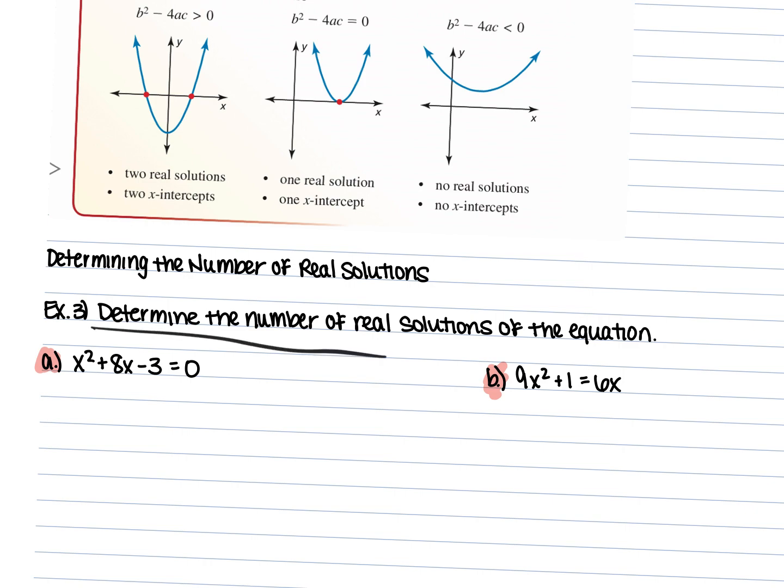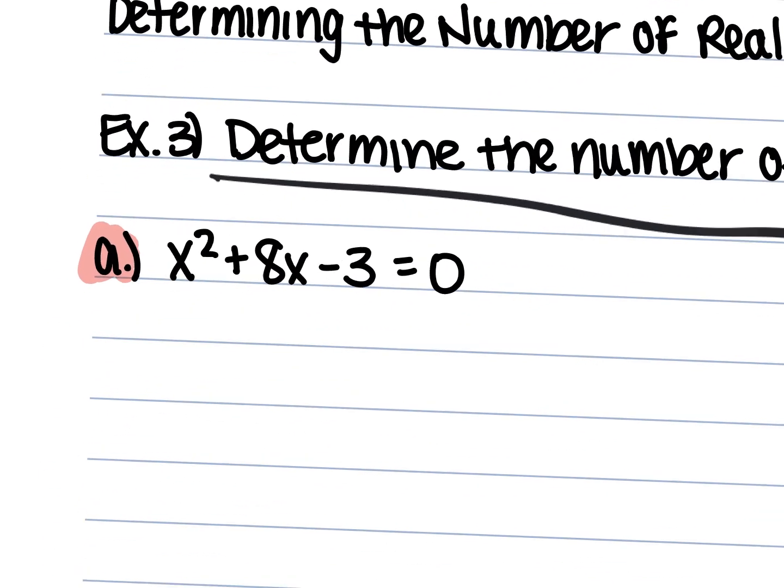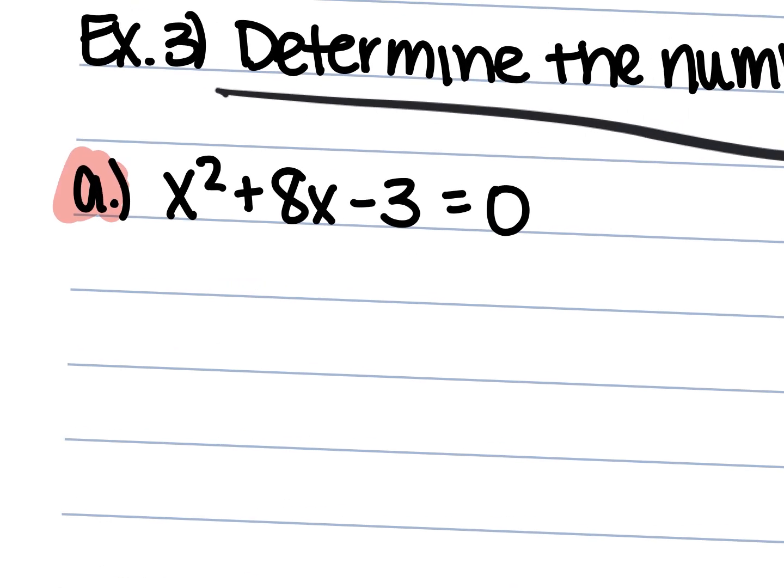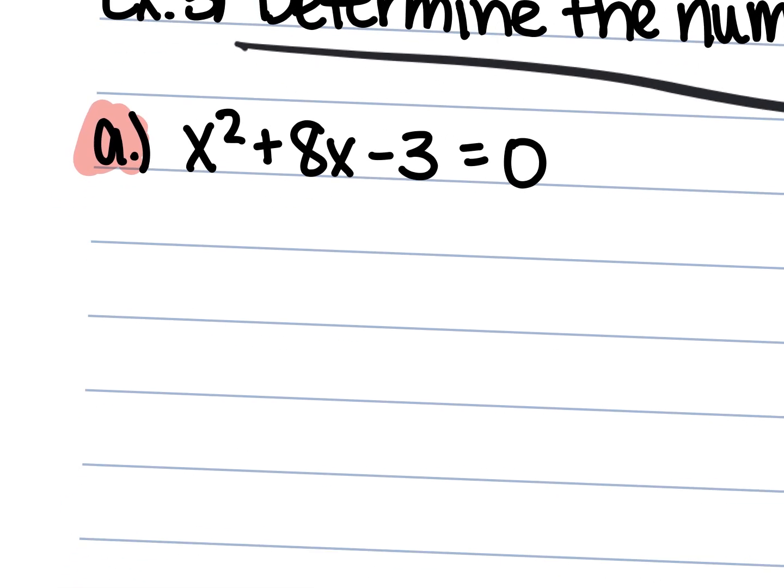Before we can find the discriminant, I have to make sure it's in what form? Standard. Is this guy in standard form? Bingo. So let's get started. What's my A value? A is 1. What's my B value? 8. And what's my C value? -3.